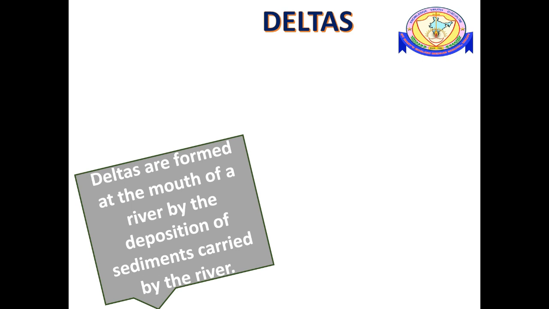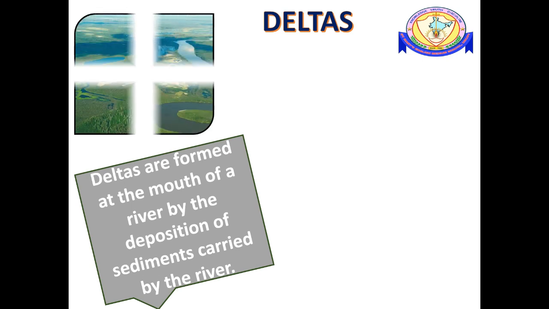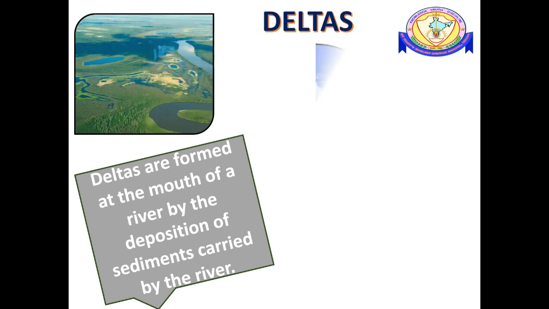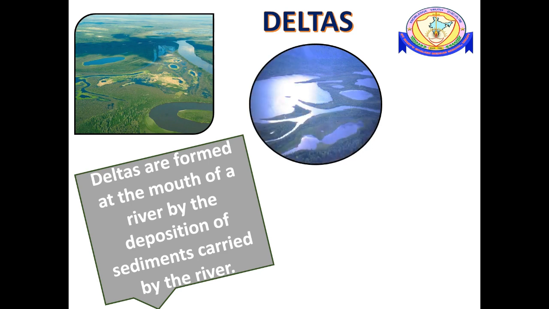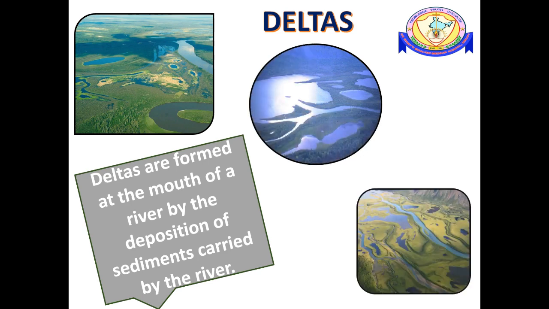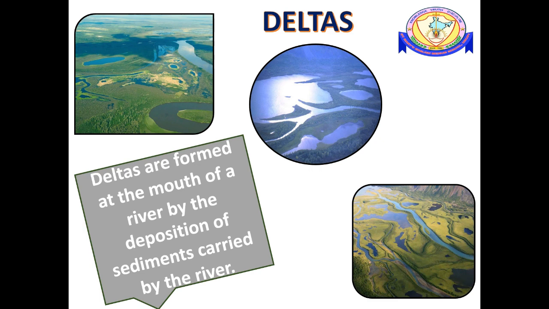Deltas. What are deltas? The solid material that rivers carry while flowing downstream is known as sediment. When rivers flow into other water bodies like oceans, lakes, and other rivers, the sediments they carry get deposited at the mouth of the rivers to form deltas. The delta formed by the Ganga and Brahmaputra rivers is the largest delta in the world.